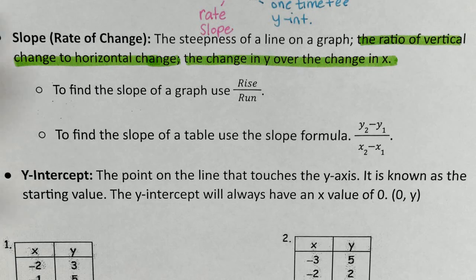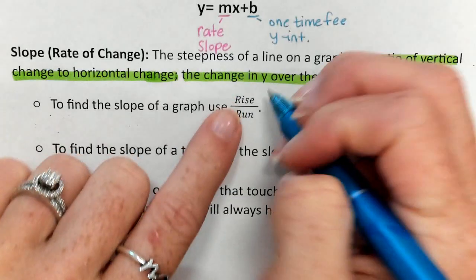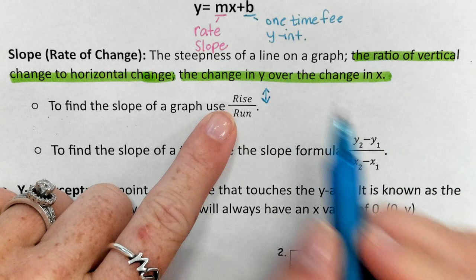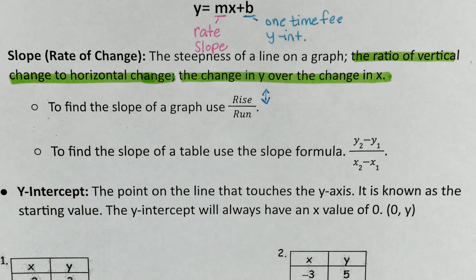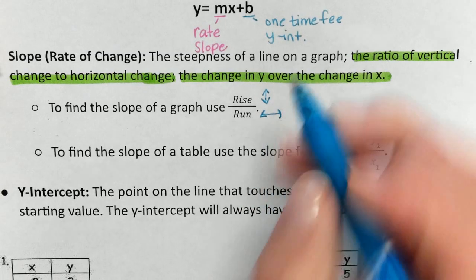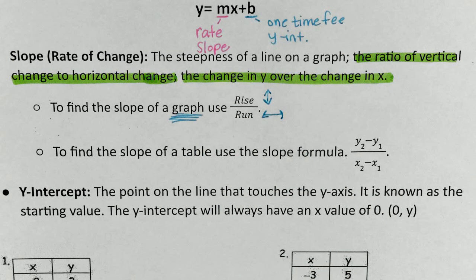All right. What is the change in y? What way does the y-axis run? Up and down. That is your rise. Your rise is up or down over the change in x. What is the x-axis? Which direction does it run? Left and right. That is your run. On a graph, to find slope, we just do rise over run.